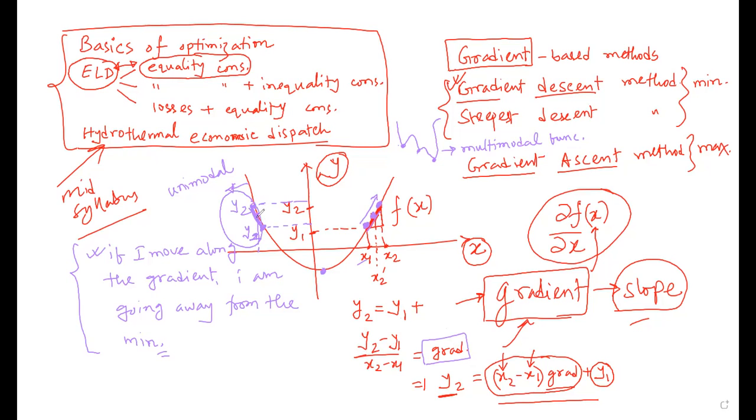Remember, the slope here is negative, the gradient here is negative. So if I follow the negative gradient path, it will not take me towards the minimum, rather it will take me away from the minimum if I follow the gradient, which is negative here. Are you getting my point? Yes, sir. Okay.